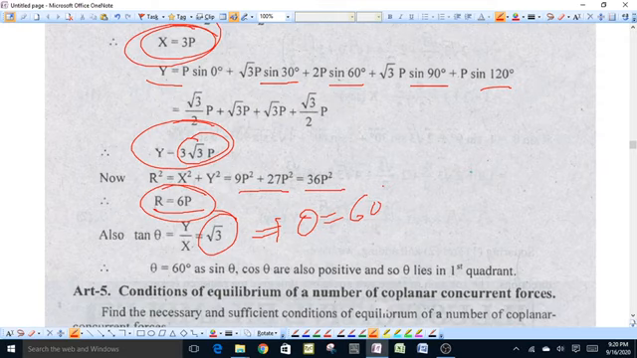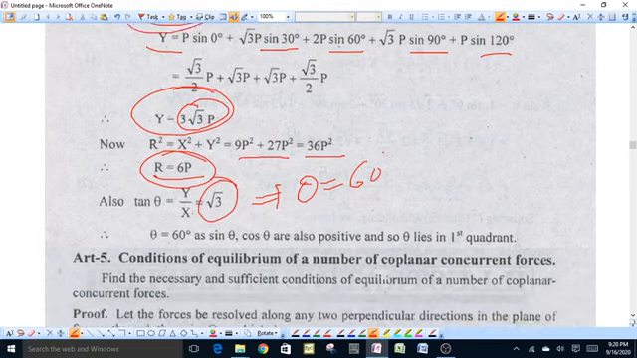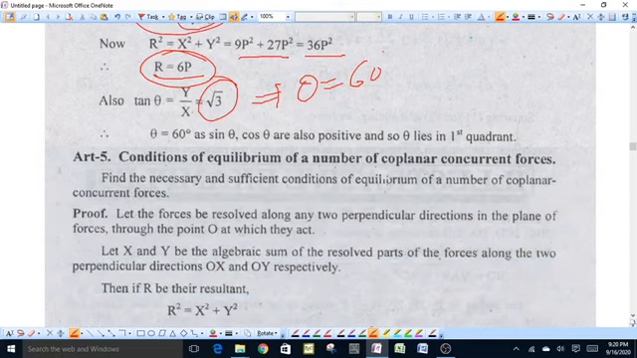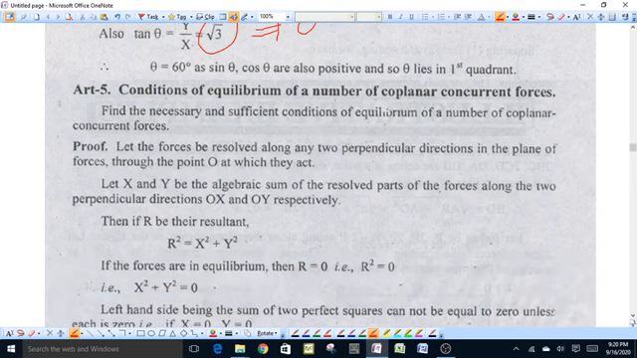Students, we have learned about a regular hexagon, and if we have any number of forces which act along the sides or diagonals of the regular hexagon, then we can find the resultant and the direction of the resultant. Now we study some conditions of equilibrium of a number of coplanar forces which are also concurrent forces.